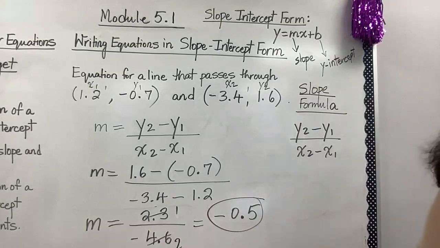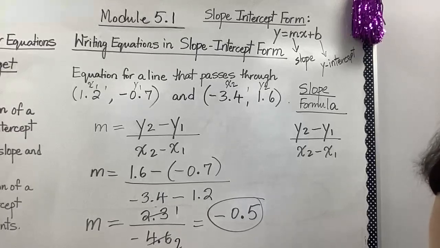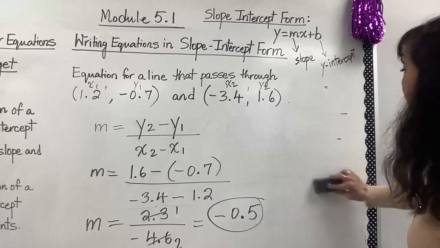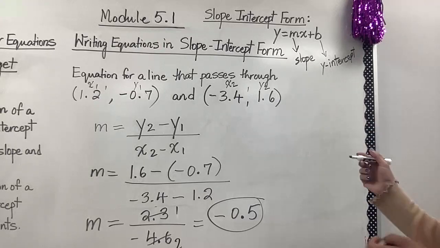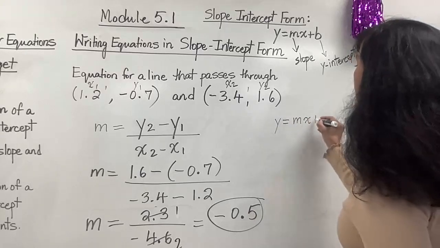Now, the next thing we are going to do is we are going to find the y-intercept. So, to find the y-intercept, again, I am going to say we are going to use the slope-intercept form, which is y is equal to mx plus b.